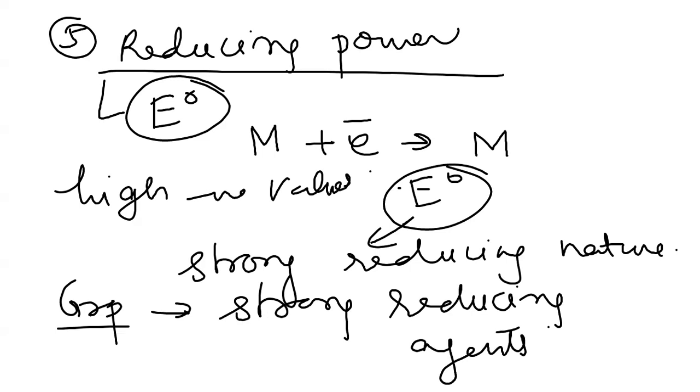Why is one a strong reducing agent and why is the other less so? So, alkali metal is a strong reducing agent, or you can say the reducing power of alkaline earth metals is less than that of alkali metals.